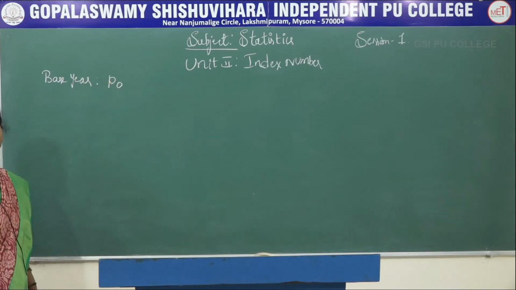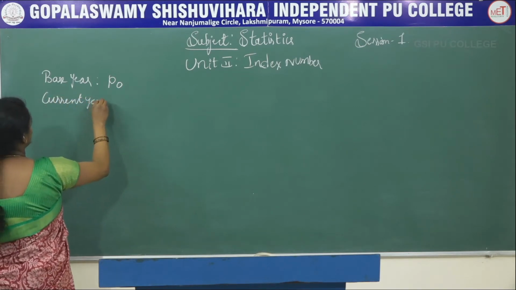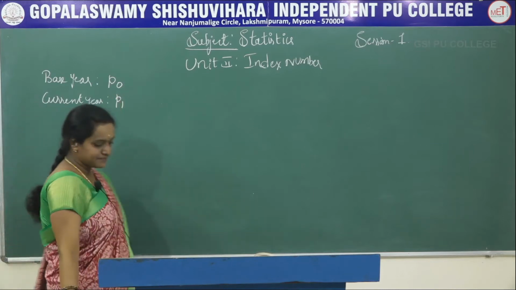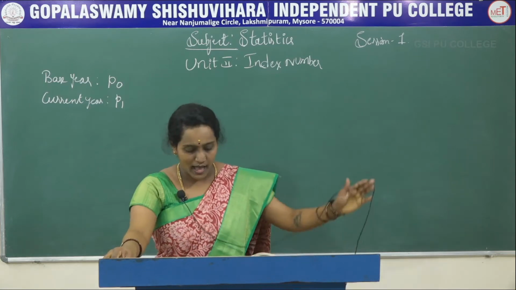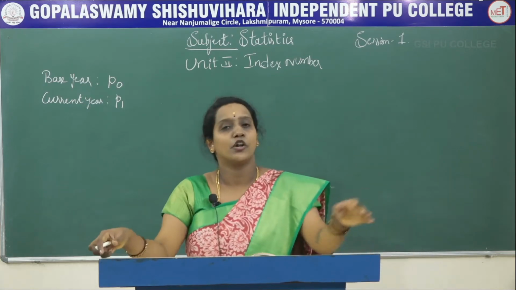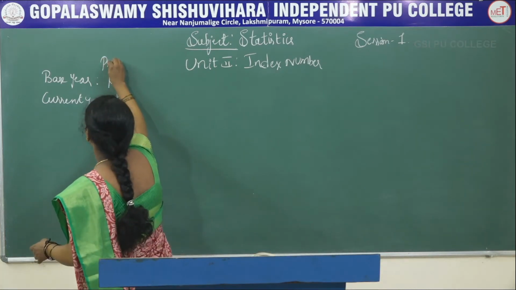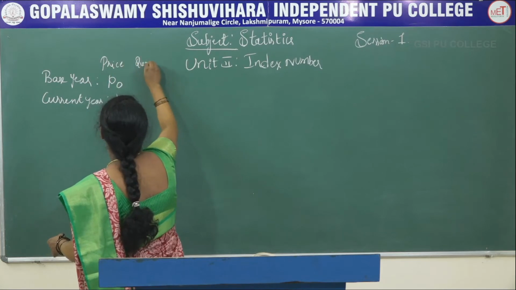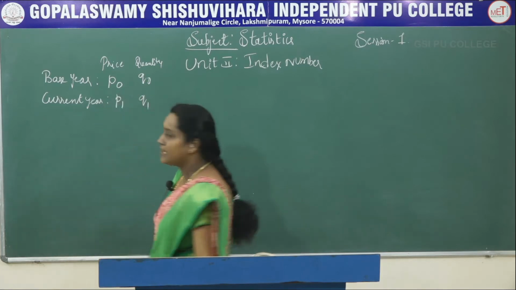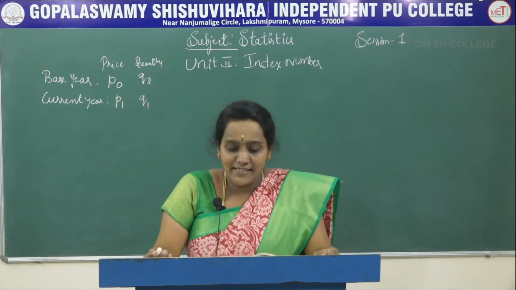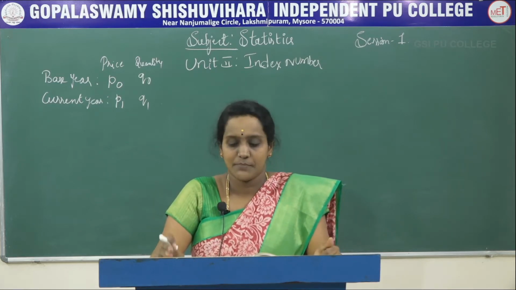And this base year we denote as P0. Base year will be P0 for price, and current year for price it is P1. For base year we consider P0 in prices, and for current year it is P1. Similarly, for quantity this will be Q0, and for current year it will be Q1.